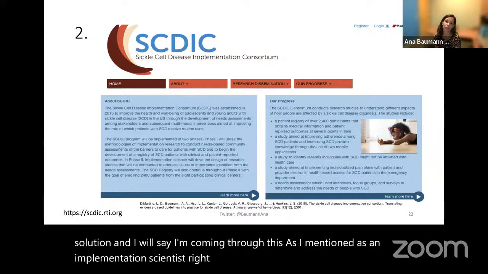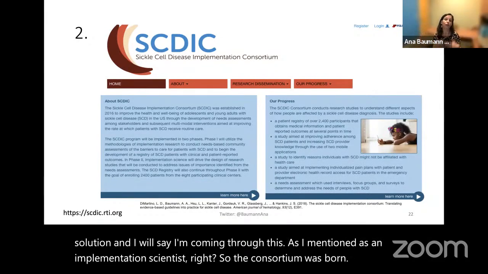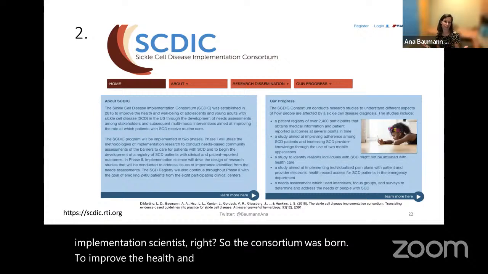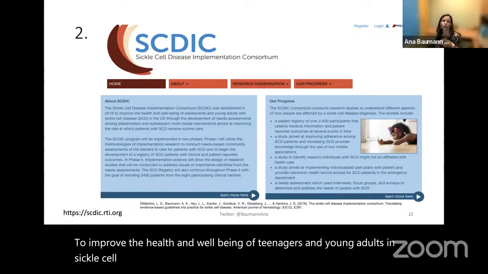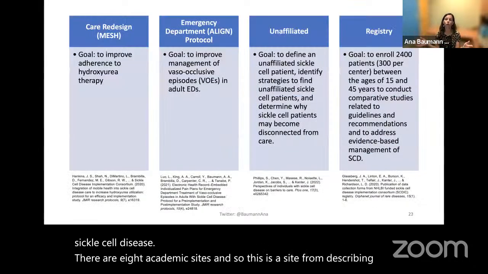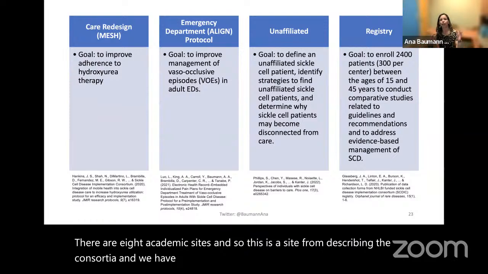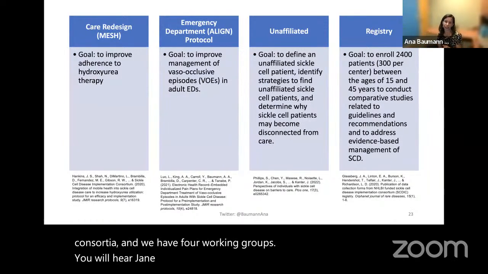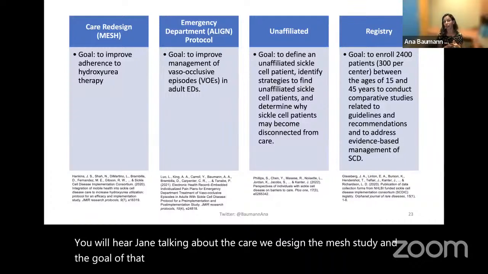So the consortium was born to improve the health and well-being of teenagers and young adults with sickle cell disease. We are 8 academic sites, and this is a site describing the consortia, and we have 4 working groups. You will hear Jane talking about the care redesign, the MESH study, and the goal of that study is to improve adherence to HU therapy.